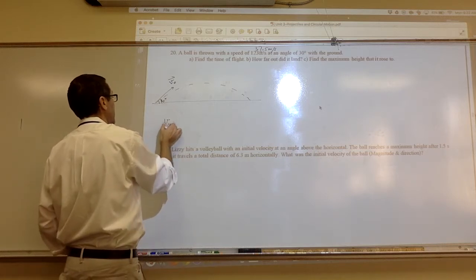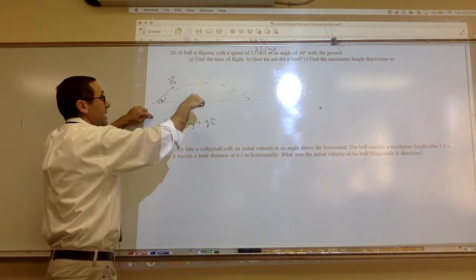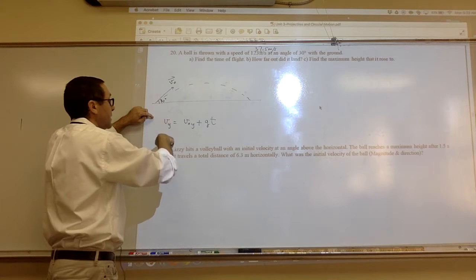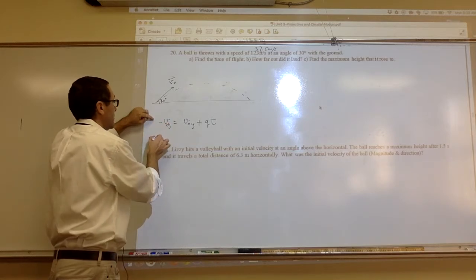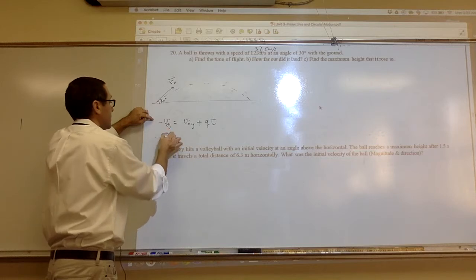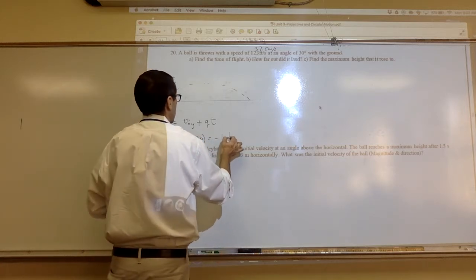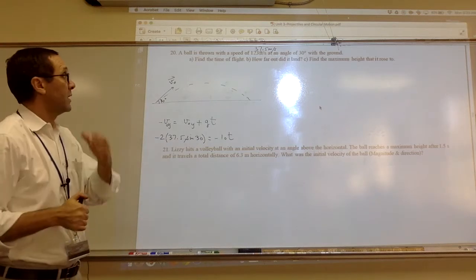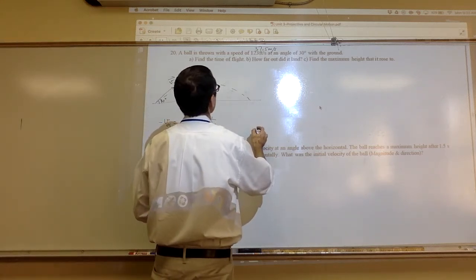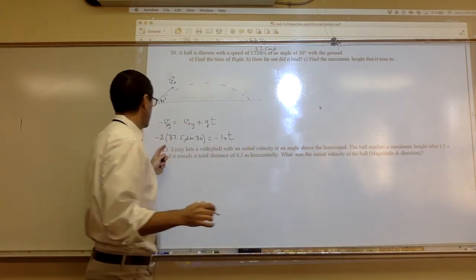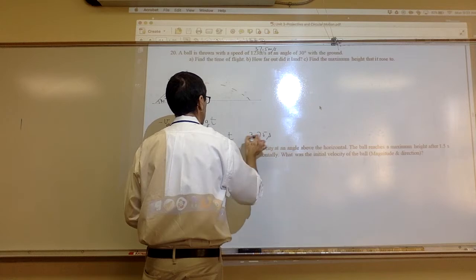Okay, so I'm going to say Vy equals V0y plus gt. Now, we need the velocity, not horizontal, it's vertical. The final velocity is equal to its initial vertical velocity, but it's going in the other direction, so I have to change that. So this is going to be -2 V0y, which is 37.5 sine of 30 degrees, equals -10 times t. And that should give us 3.75 seconds. So that's the time.